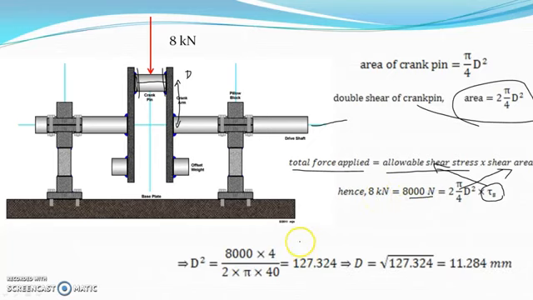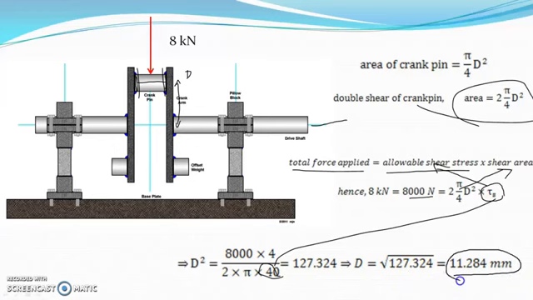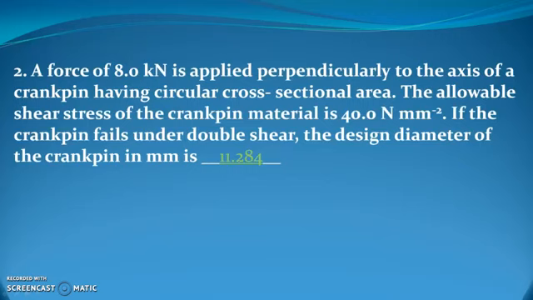If you equate with this, very simple. D square will be equal to 8000 into 4 divided by 2 pi into 40, where 40 is the shear stress given. Therefore D will be 11.284 millimeter. The diameter of the crankpin should be at least this diameter so that it will not fail. This is the answer for this question. So the answer will be 11.284 millimeter.